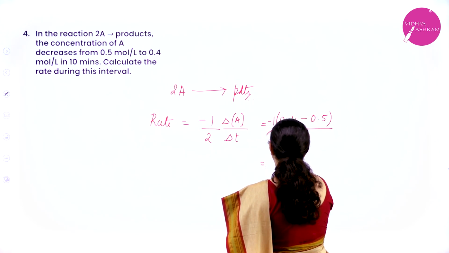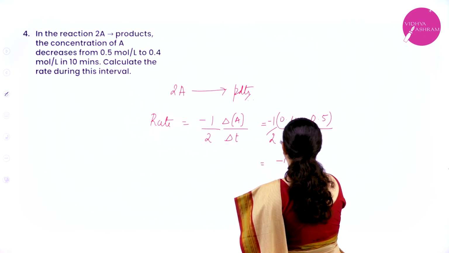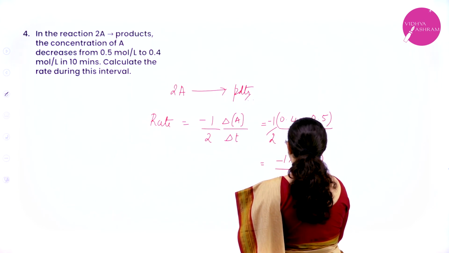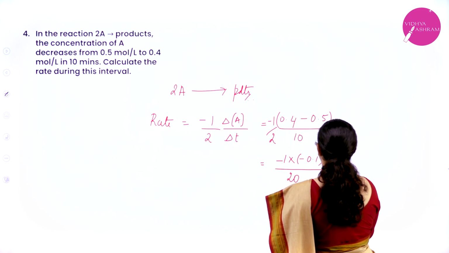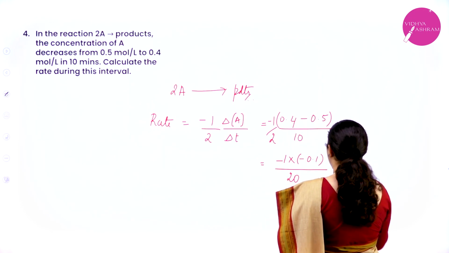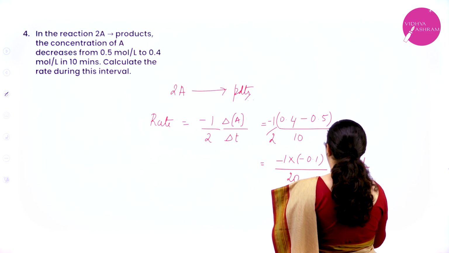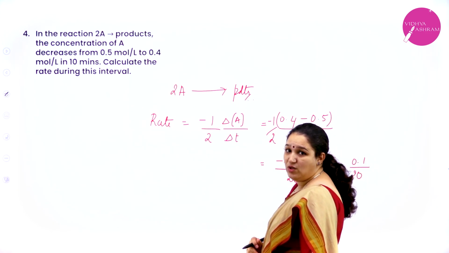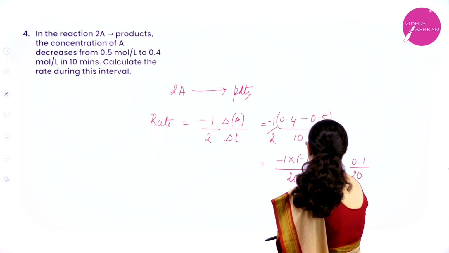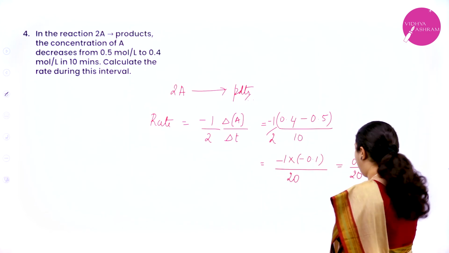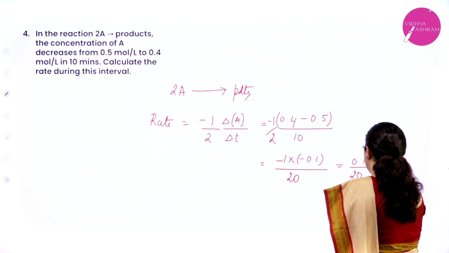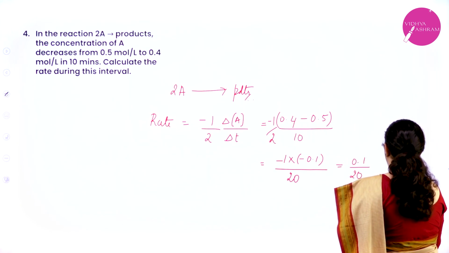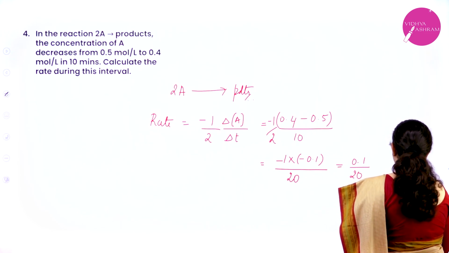So you will get it as minus 1 into minus 0.1 divided by 20, because 10 into 2 is 20. So we'll get it as 0.1 divided by 20. Minus into minus is plus. Correct, no? So 0.1 divided by 20. So the answer will be 0.005 mole per liter per minute.